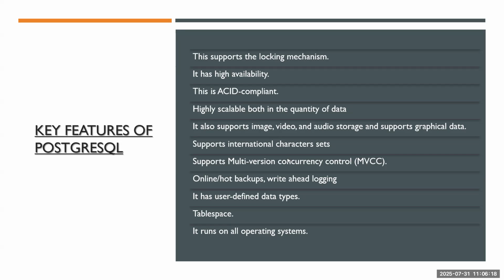International means different languages, like Japanese and Chinese. We know English is the most popular language throughout the globe and many experts are using it, but regional languages are also very important, right? Regional characters are also supported by Postgres as well. Regional languages are also supported.